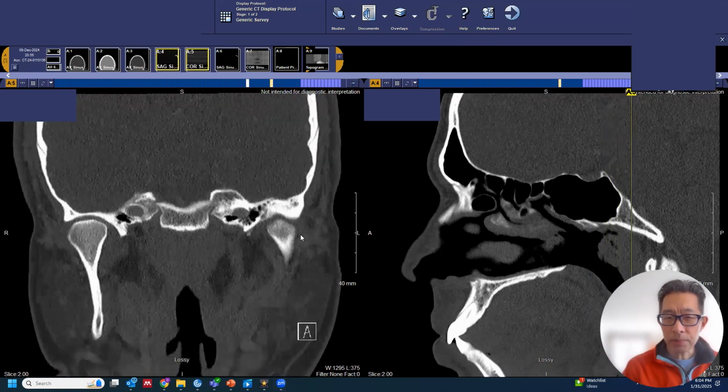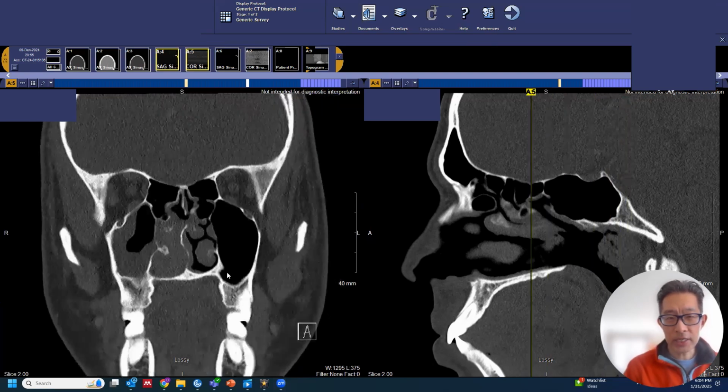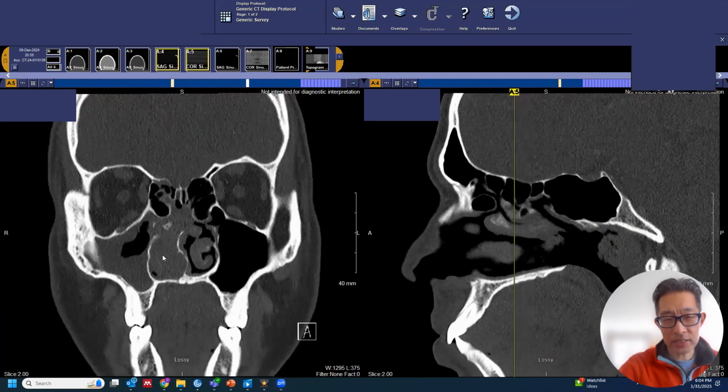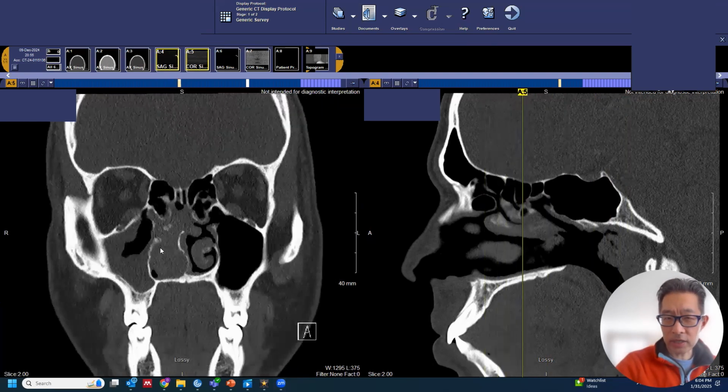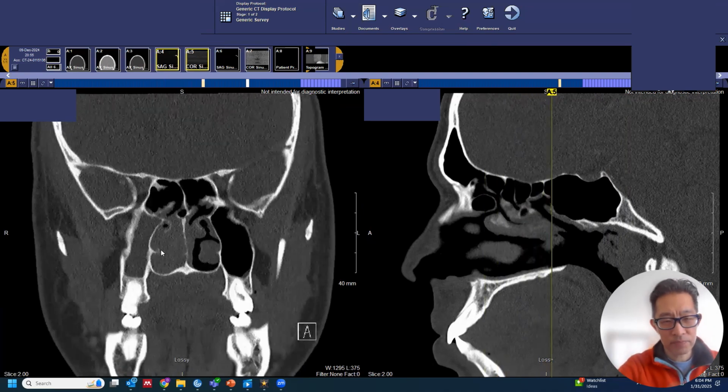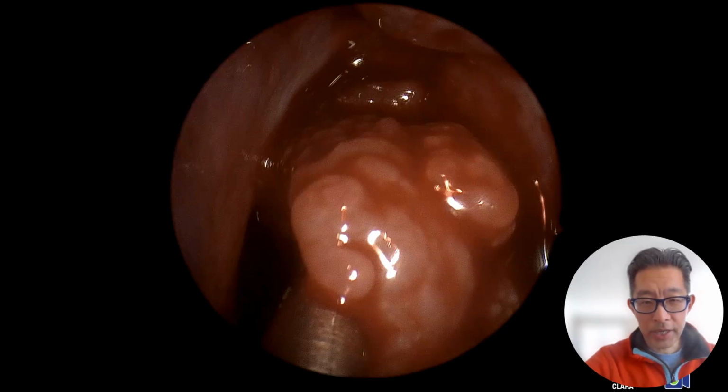But what he's really complaining about was this right-sided nasal airway obstruction with this mass that's at the head of his right inferior turbinate blocking his nasal airway. He had this resected previously once before and was told it might come back. And here's what it looked like endoscopically.